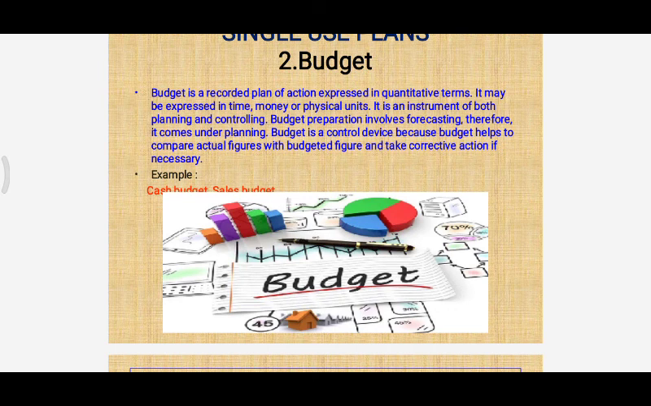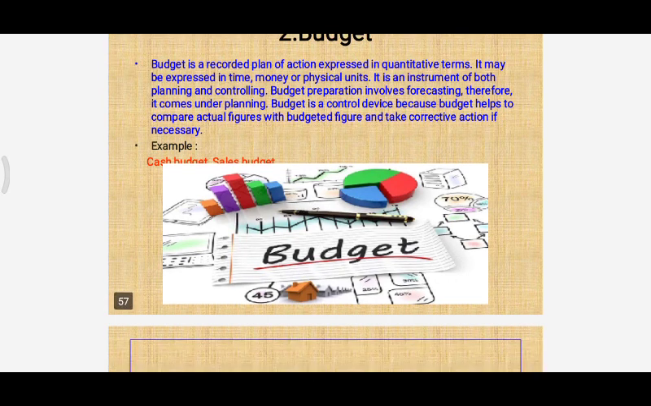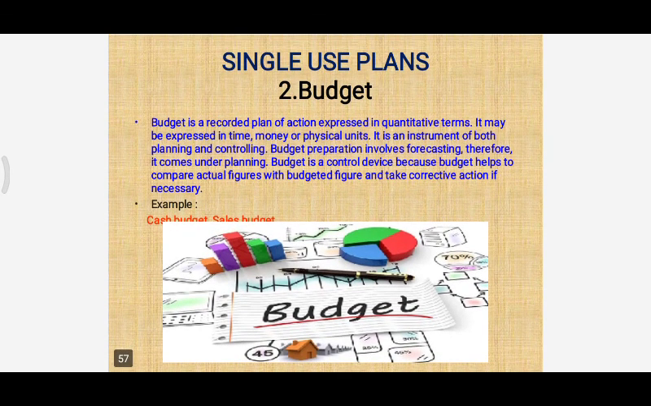Budgets can be for expenditure, it can be a sales budget, it can be a cash budget, it can be a family's expenses budget, it can be a monthly budget. So budgets always come under the single use plan because once we prepare a budget for a particular year, it cannot be used in the next year. In next year, again, we have to make some new forecasts.